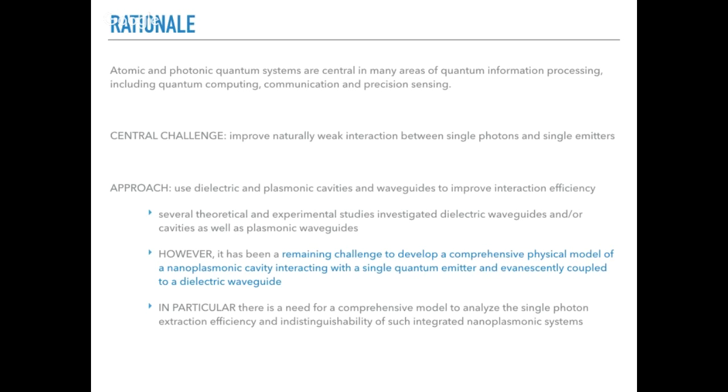The rationale is that atomic and photonic quantum systems are central in a lot of areas of quantum information processing, but a central challenge is always how we can improve the interaction between single photons and single emitters. A lot of theory work has been done to approach this by using dielectric waveguides, dielectric cavities, plasmonic waveguides, and plasmonic cavities. But last year, a review article in ACS Photonics by Fabrice Kundring pointed out that it's still a challenge to find a model that describes a nanoplasmonic cavity interacting with a single quantum emitter, which in itself is interacting with a waveguide. In particular, there was a need to calculate the single photon extraction efficiency and indistinguishability of such a system. If such a system emits a single photon, what is the efficiency by which it will couple into a guided waveguide mode?